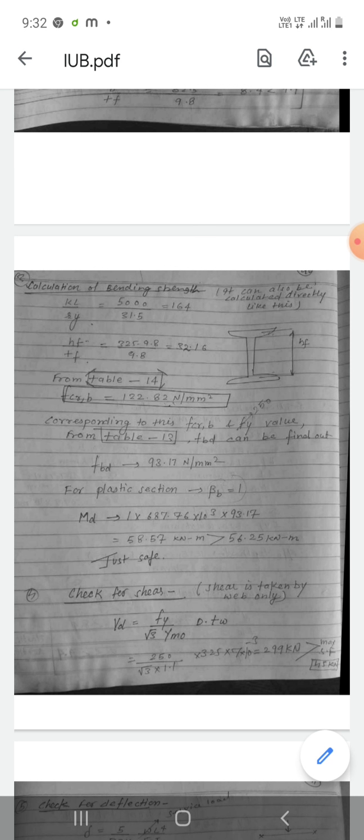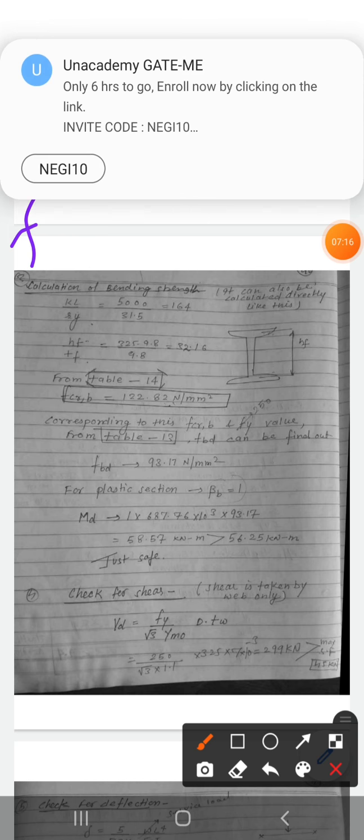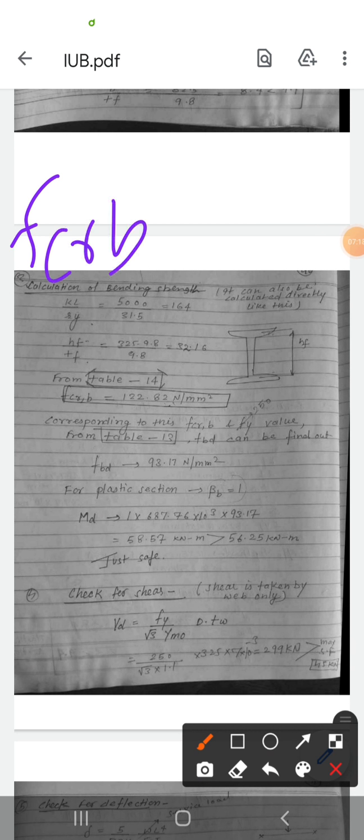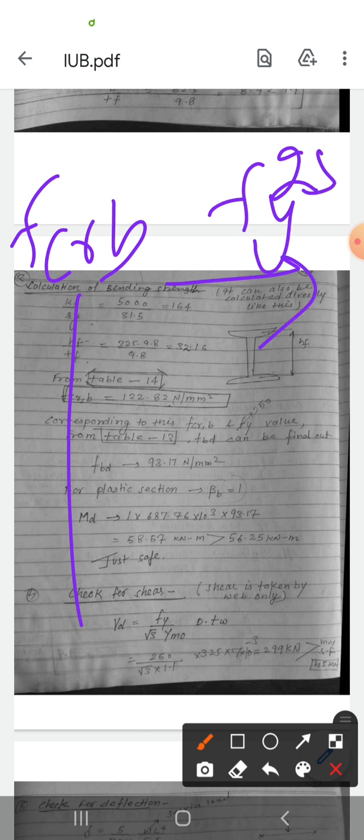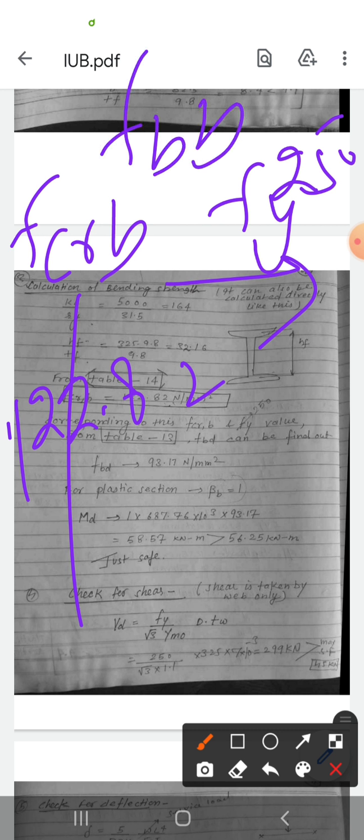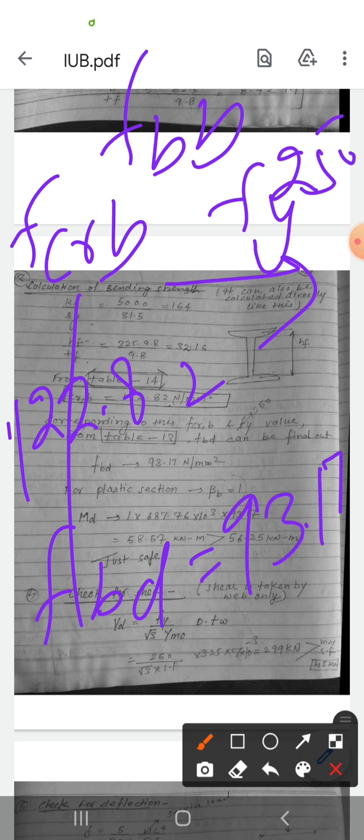For that, the fcr,b value will be given vertically, and the fy value will be given horizontally. Our fy value is 250 and our fcr,b value is 122.82, and now we can find the fbd value, which comes out to be 93.17 Newton per mm square. Okay, so this will be the fbd value.